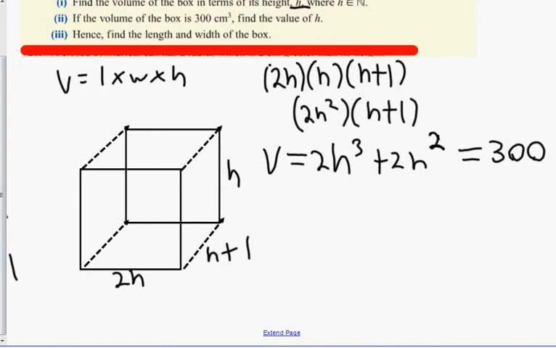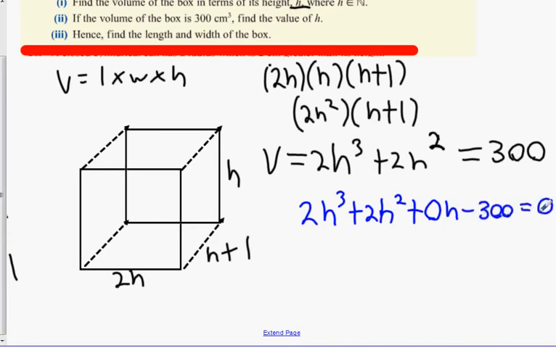Now, according to what we've been doing recently, if we plot this on a diagram, volume would be the y-axis and height would be the x-axis. But let's look at this equation on its own: 2h cubed plus 2h squared plus 0h minus 300. Why did I put the 0h in? So it lines up and it looks a lot like what you were working with earlier in the chapter. It's the same as an x, right?